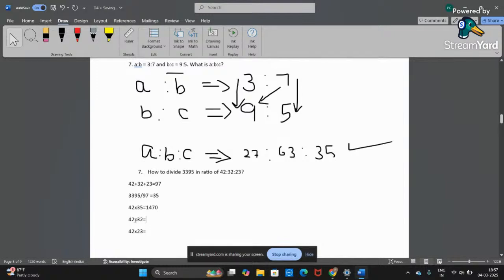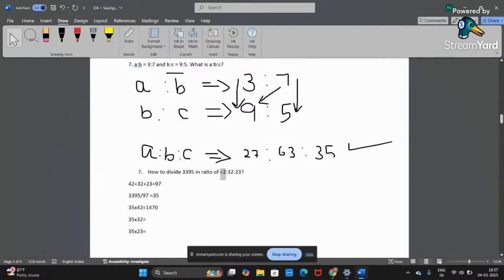Sorry, this is not 42, this is 35. This is 35. One minute. You are multiplying this 35 with each number, to find the ratio of each number.